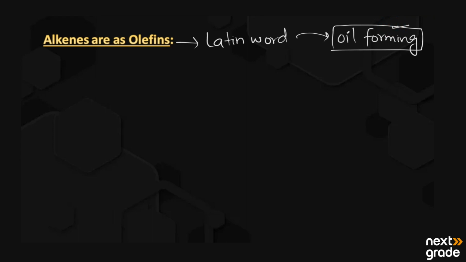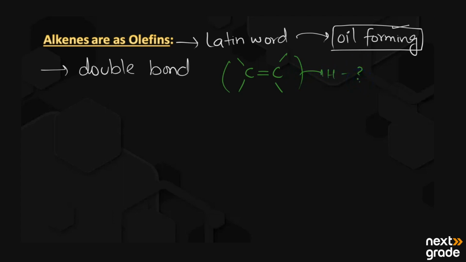On the other hand, if we have a look at the functional group of the alkenes, the functional group present in the alkene is the double bond. The double bond is present like this: two carbon atoms having a double bond, and the remaining bonds of the carbons will be with hydrogen or maybe other atoms. So this is a simple overview that alkenes are known as olefins because they are oil forming, and olefin is a Latin word.